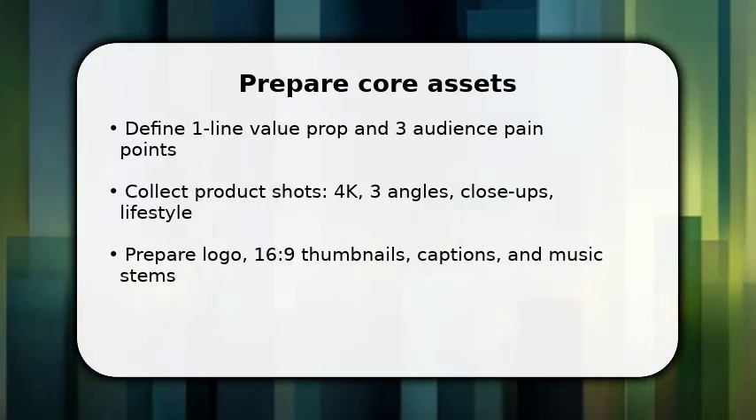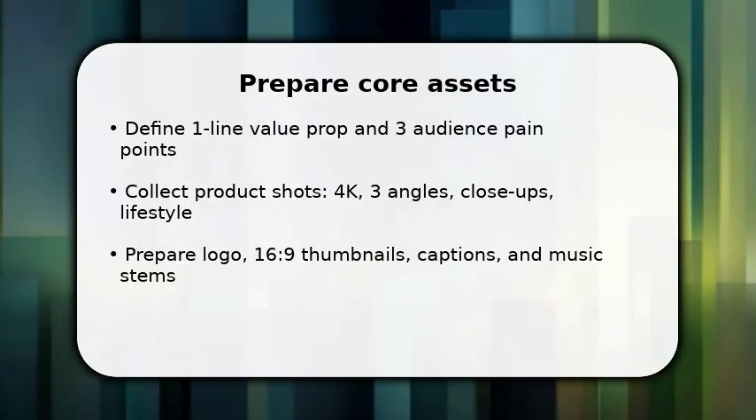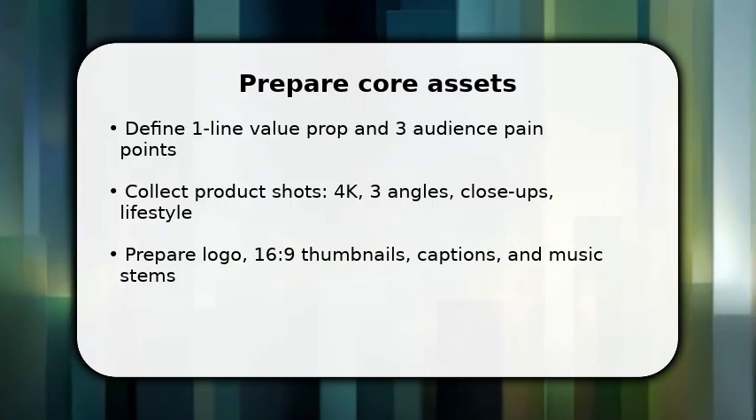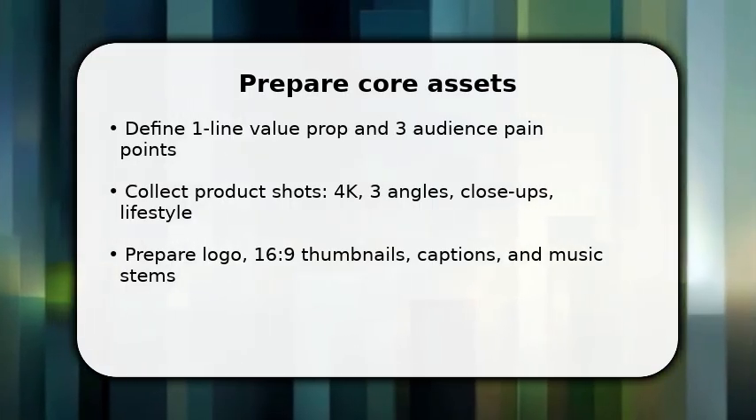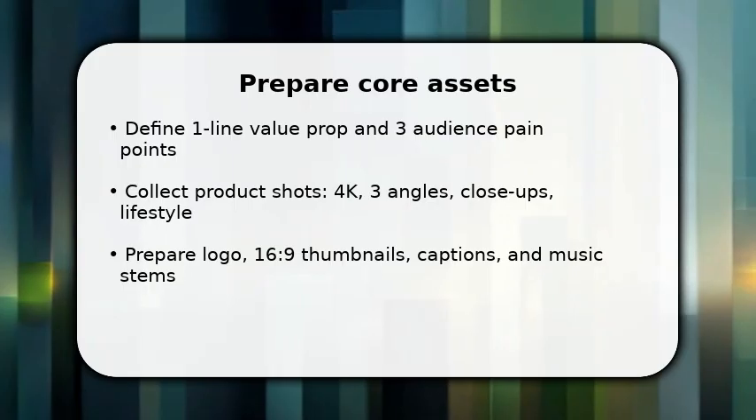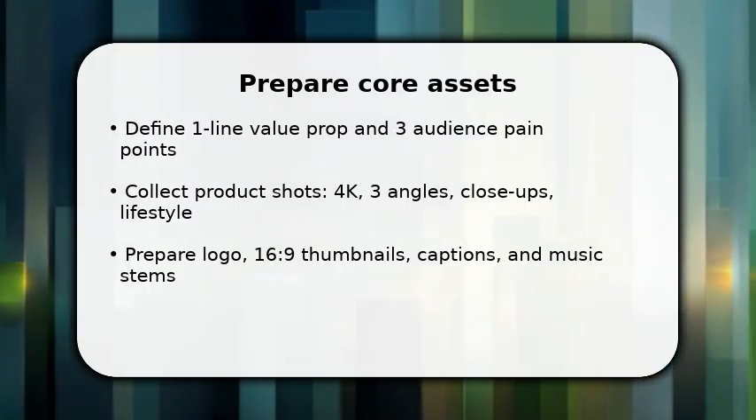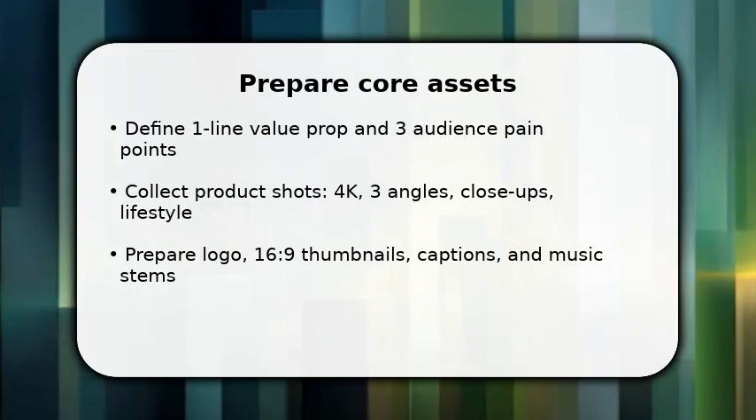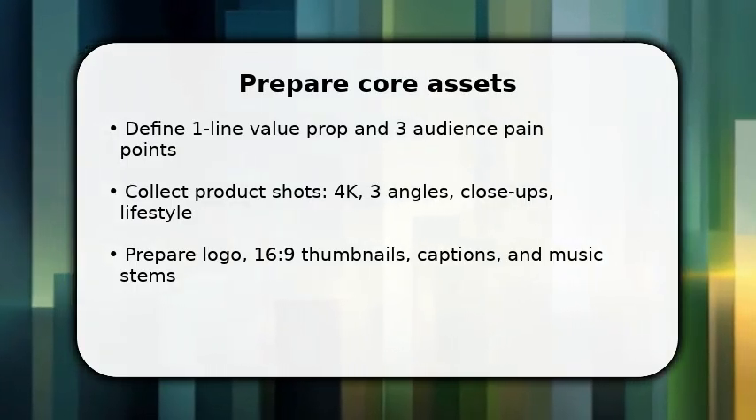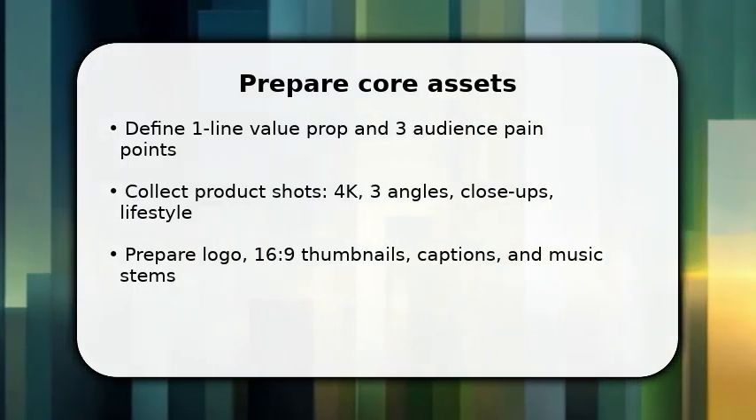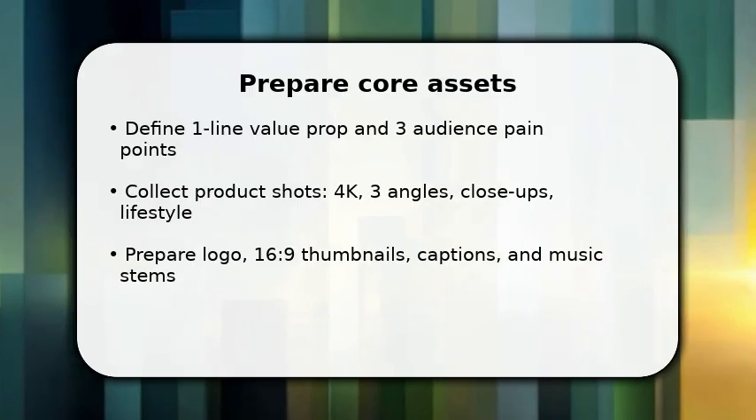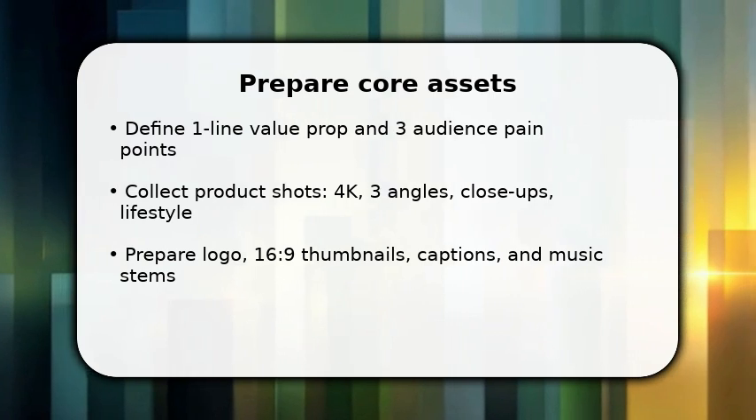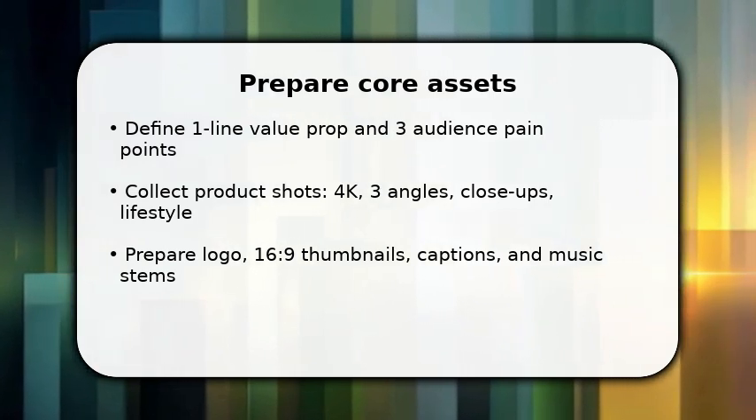You start by nailing the essentials, a one-line value proposition and 3 pain points you solve, because viewers must grasp relevance immediately. Once done, gather your visual assets, product shots in 4K from 3 angles plus close-ups, and lock your logo, 16:9 thumbnail, caption text, and music stems. Do this now so editing flows. It saves time and keeps messaging consistent. Make sure to name files clearly, and keep a simple folder structure for fast access during assembly.